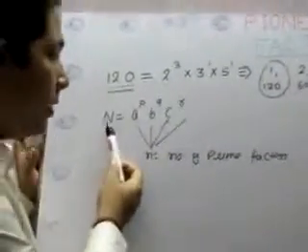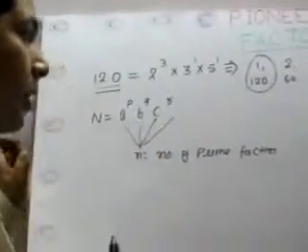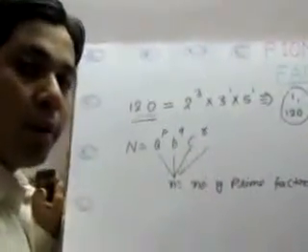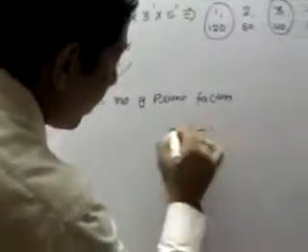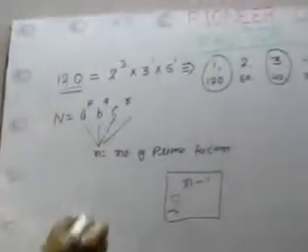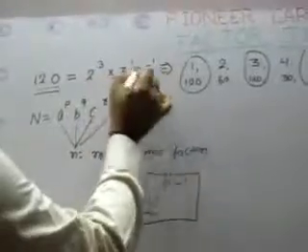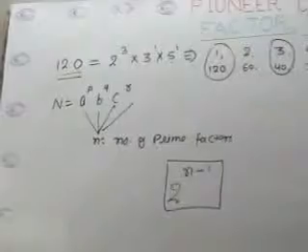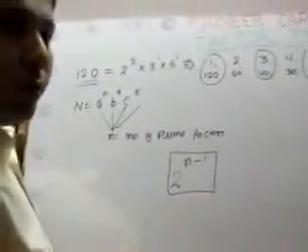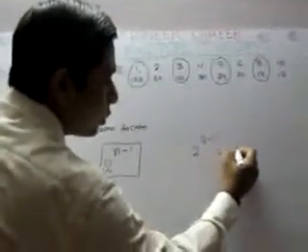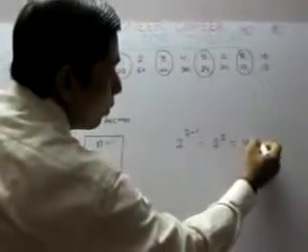Once we have written down n in its standard format, then the number of ways in which we can write down this number as a product of two of its co-prime factors is given by a formula 2 to the power n minus 1. Hence look at this number 120. We have n equal to 3 because the number of prime factors is equal to 3. Hence in how many ways we can write down 120 as a product of two of its co-prime factors is given by 2 to the power 3 minus 1, or 2 to the power 2, or in 4 ways.